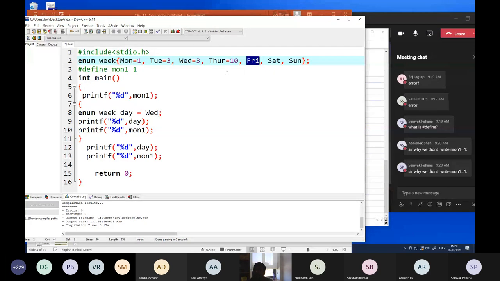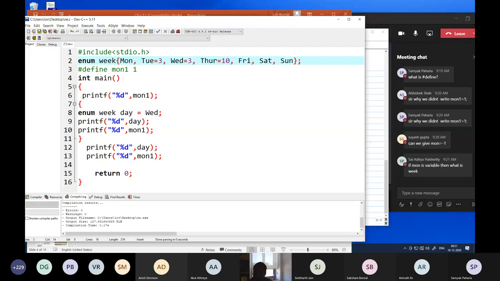Next one. If you are not writing Monday equal to 1 here, by default it will start from 0. And if here it is coming 3, then it will be 3. Then again, if you write 3, it will be 3 also. Means for two different names, you can put the same constant value. As for example, here you can see we are putting the same constant value 3 and 3. We can also write Monday equal to minus 1, minus 2. We can write any value.